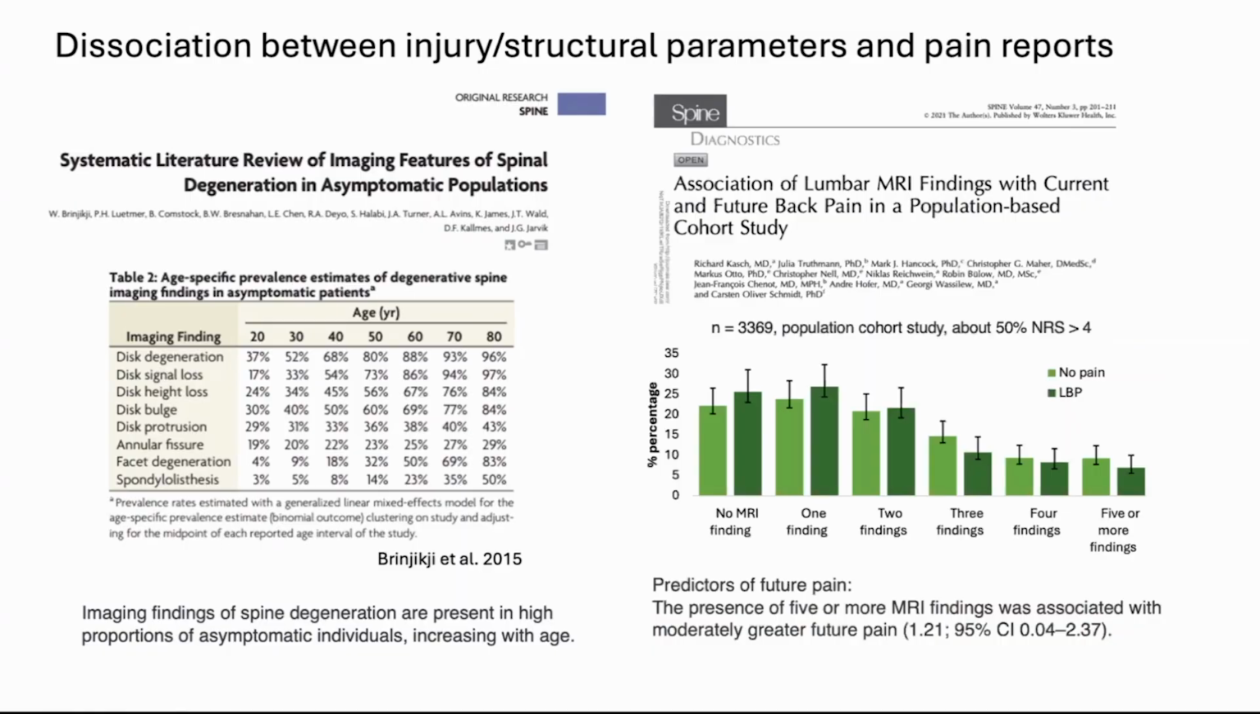Now, on the right, we're looking at another study, but now this study is actually looking at patients with chronic low back pain and also pain-free subjects. So they actually performed an MRI to, again, quantify the number of findings observed in patients and see if basically the prevalence of findings is the same or not in patients with chronic back pain or healthy subjects. By healthy, I mean patients with no pain.